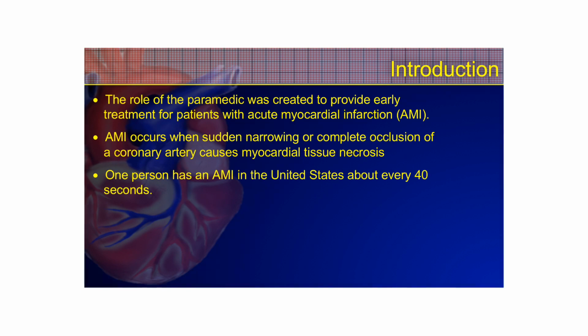So the role of the paramedic was actually created more than 40 years ago to provide early treatment for patients with acute myocardial infarction, a heart attack. And that's actually why the paramedic exists. An AMI occurs when sudden narrowing or complete occlusion of a coronary artery causes myocardial tissue necrosis, or cell death, tissue death. The American Heart Association actually estimates that one person has an AMI in the U.S. about every 40 seconds. It's pretty significant.